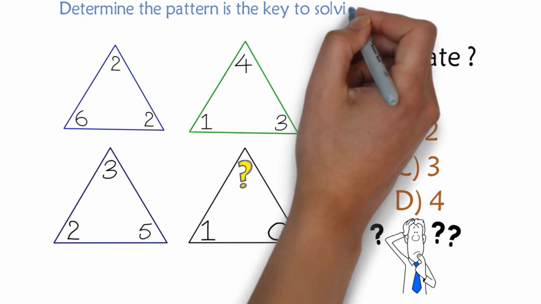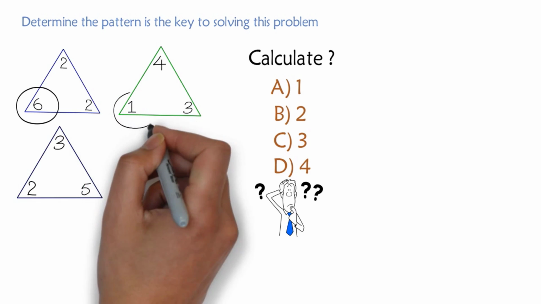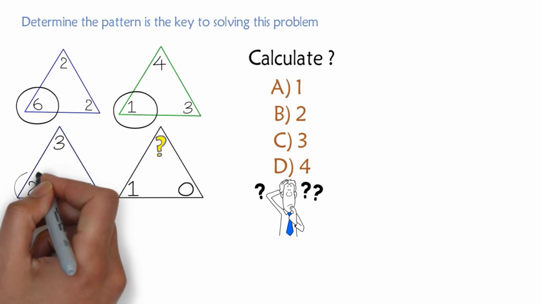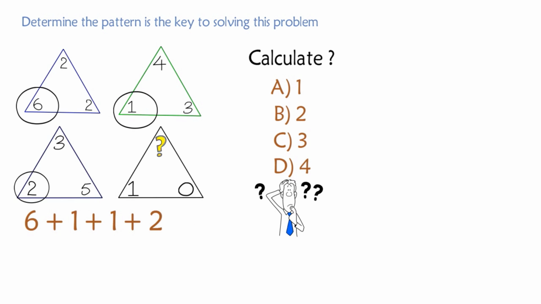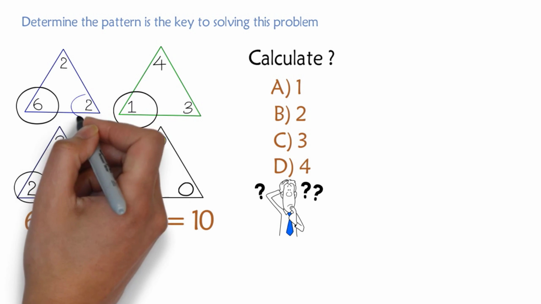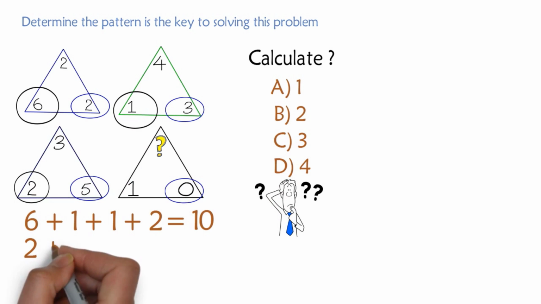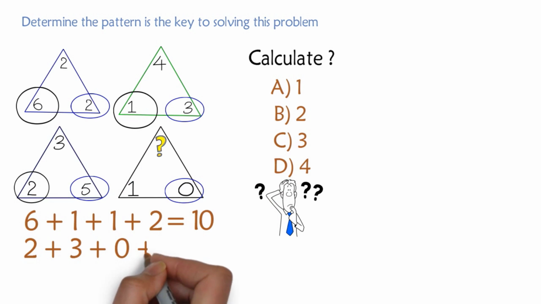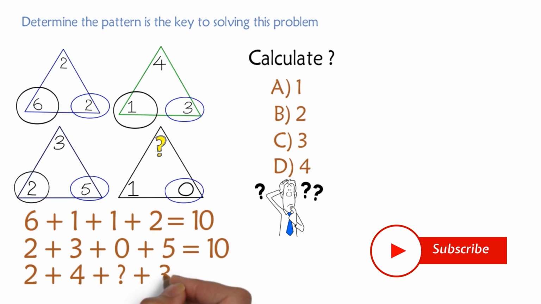Determining the pattern is the key to solving this challenge. For example, if you add up the numbers in the lower left corners, 6 plus 1 plus 1 plus 2 in all triangles, you will get to the sum of 10. Same thing happens when you add up the numbers in the bottom right corners of the same triangles. 2 plus 3 plus 0 plus 5 also equals 10. So same logic can be applied to the upper right corners of the triangles.